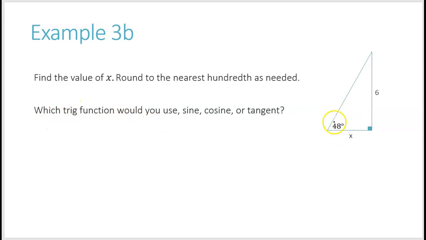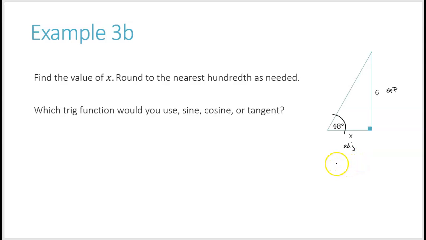Now, let's take a look. Let's analyze this a little bit. Again, we've identified our angle measure. We've paid attention to that. We know exactly where that's at. So we're dealing with a 48-degree angle. Let's look at the sides then that we have given to us. So this 6 is serving as the side that is opposite my angle measure, and the x is the side that is adjacent to my angle measure.